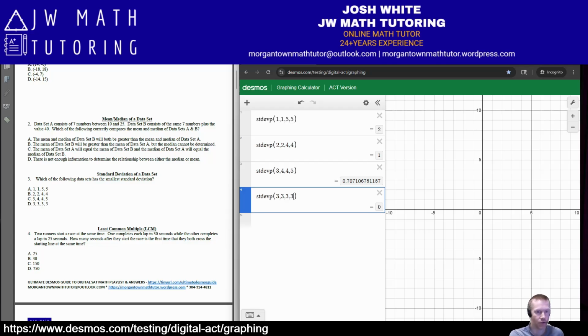So again, if you understand standard deviation and know what that concept is, then you could probably just look at this problem and figure it out. But I still just wanted to demonstrate that you can use Desmos to calculate it as well.